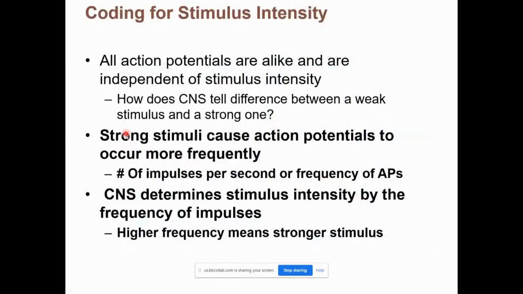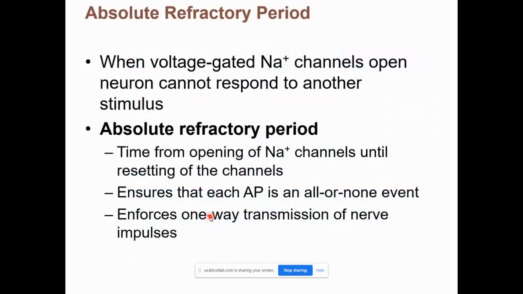How does your brain know if the stimulus is stronger? Well, there's a higher frequency of impulses, and that codes for a stronger stimulus. All right, a couple more points to make in this chapter. I think I'm over an hour. I apologize, but probably just need 10 more minutes here.